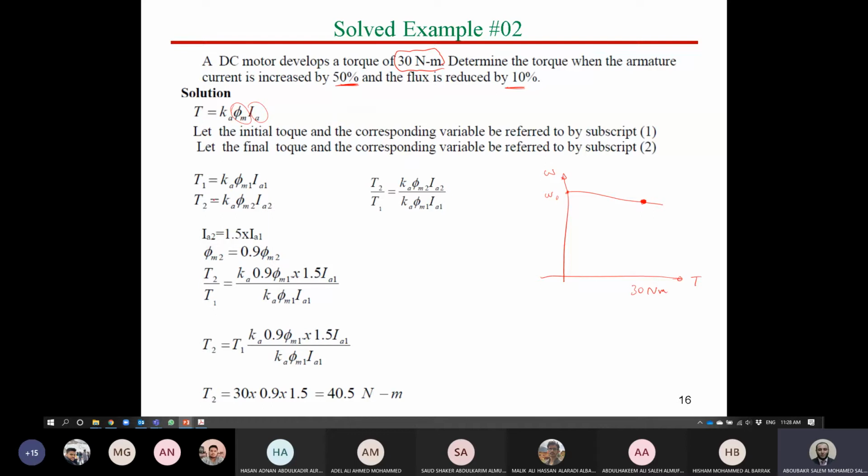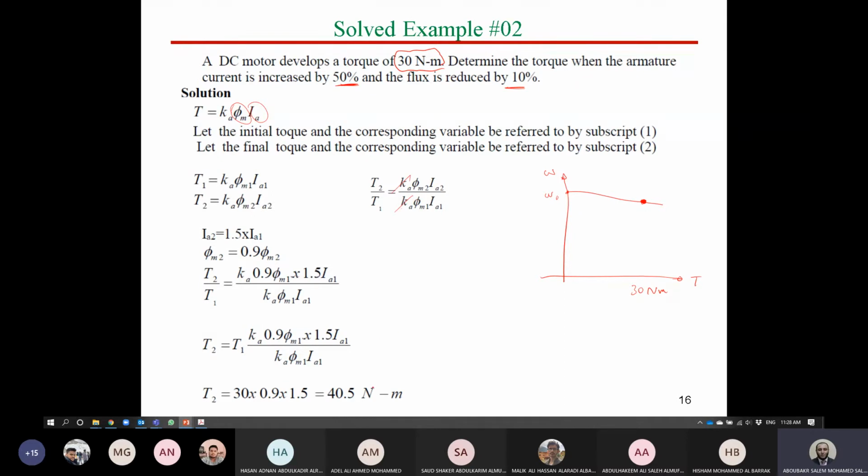So simply we can compare between 2 points now, because we can consider Ka as constant. This depends on the motor winding parameters. So omit Ka from the comparison, and you will have a direct relation with flux and armature current. So you can say now T2 over T1 equals phi 2 I2 over phi 1 I1. Just substitute in the relation, and you will get the value of torque.